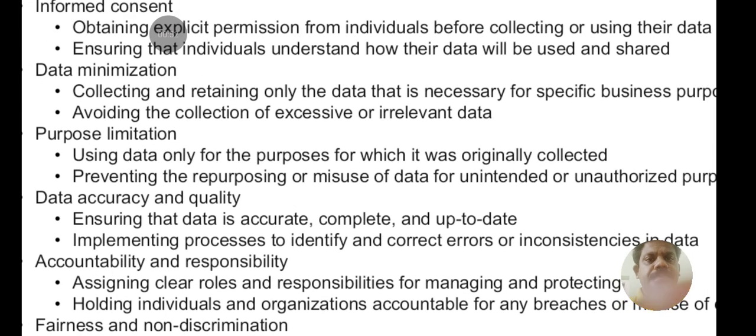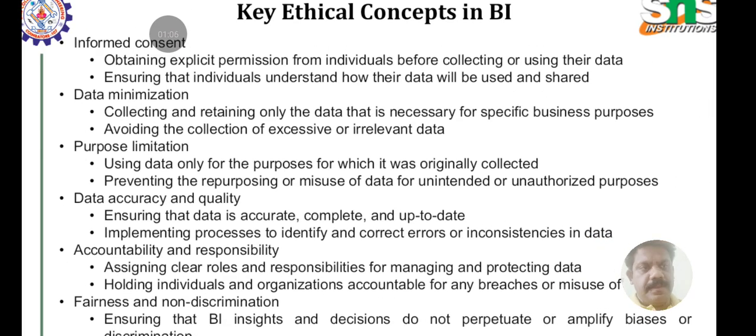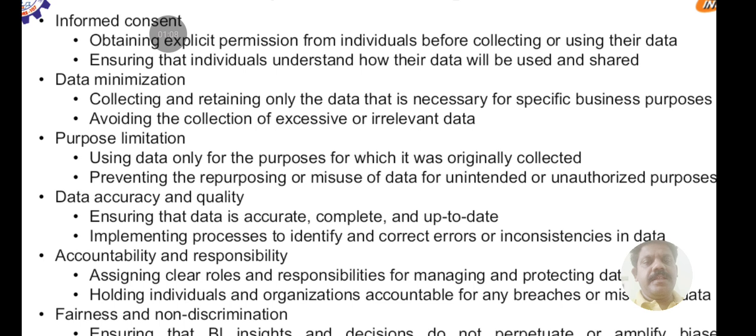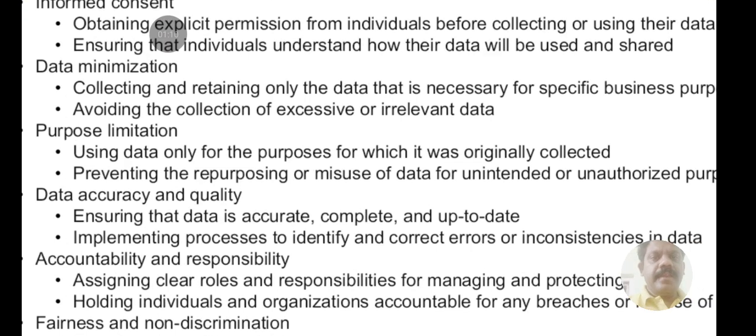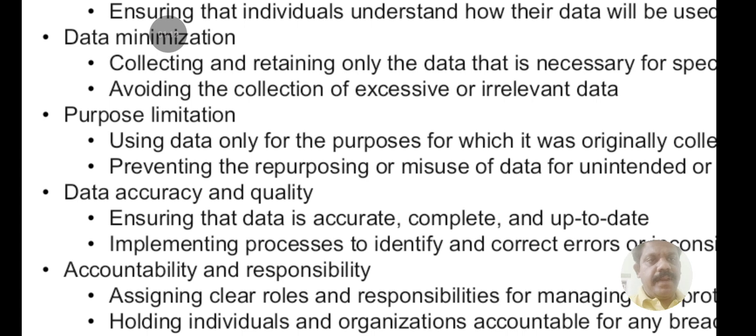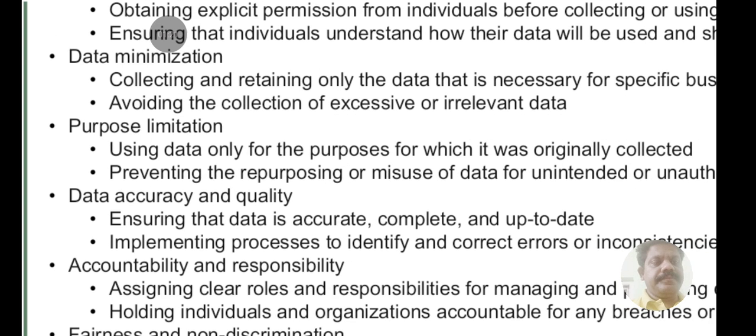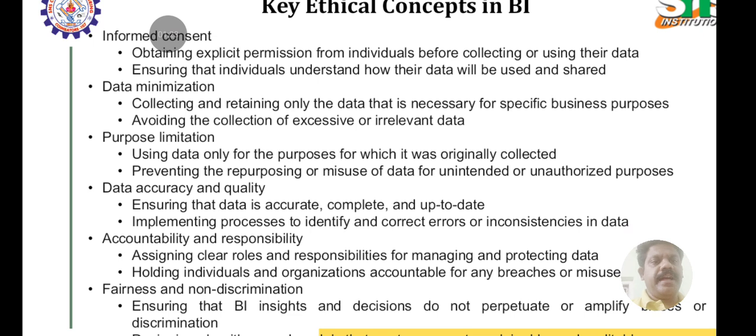The third one is purpose limitation, using data only for the purposes for which it was originally collected. Also preventing the repurposing or misuse of data for unintended or unauthorized purposes. The other things are data accuracy and quality. It is ensuring the data is accurate and complete and up to date, and it is implementing the process to identify and correct errors or inconsistencies in data.